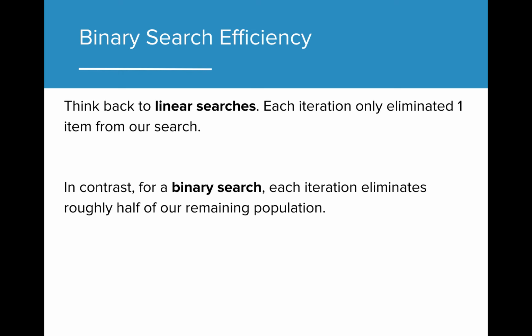By their nature, binary searches are a lot more efficient than linear searches. Recall from Unit 7 that a linear search only eliminates one item each iteration. In a binary search, we eliminate half of the items each time. We can go through a large list very quickly this way.